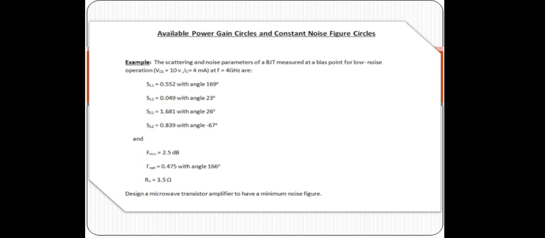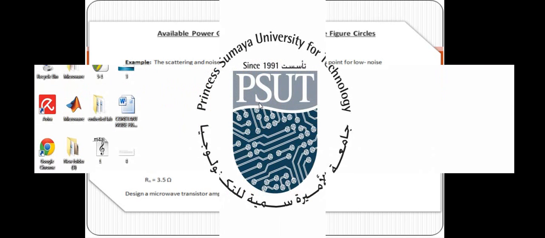are S11 equal 0.552 with angle 169 degrees, S12 equal 0.049 with angle 23 degrees, S21 equal 1.681 with angle 26 degrees, S22 equal 0.839 with angle minus 67 degrees, F minimum equal 2.5 dB, gamma opt equal 0.475 with angle 166 degrees, Rn equal 3.5 ohm. Given that VCE equal 10 volts, IC equal 4 milliamperes at frequency equal 4 gigahertz. The question is, design a microwave transistor amplifier to have a minimum noise figure.